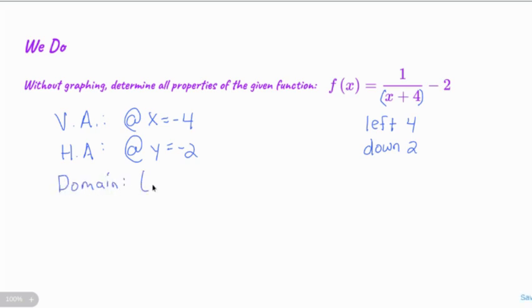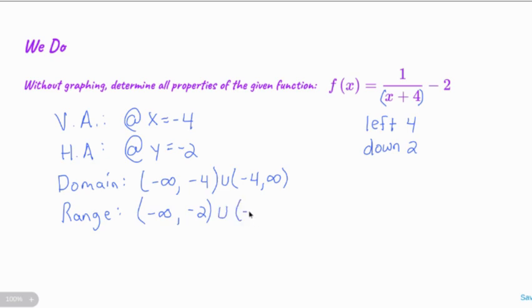Okay, so domain for these functions, we always begin at negative infinity, and then we go to wherever the vertical asymptote is, that's at negative 4, and then go from negative 4 to infinity. The range, same process, but now with the horizontal asymptote. Start at negative infinity, we go to negative 2, and then we start our new interval at negative 2 and go to infinity.